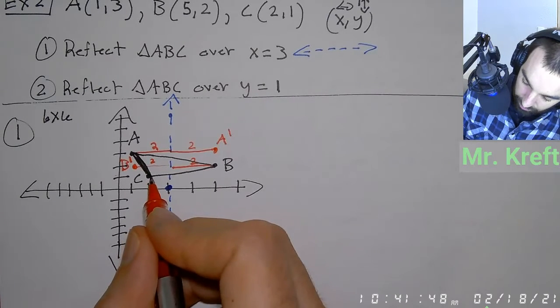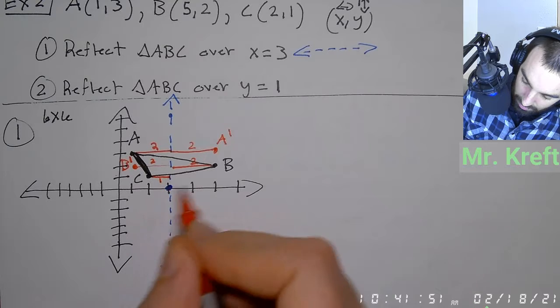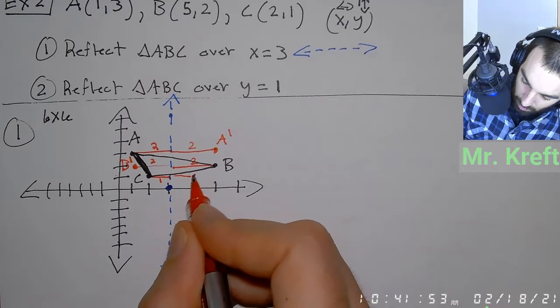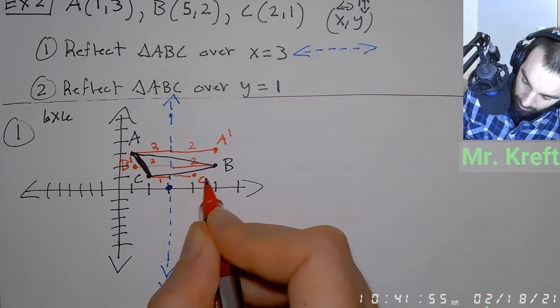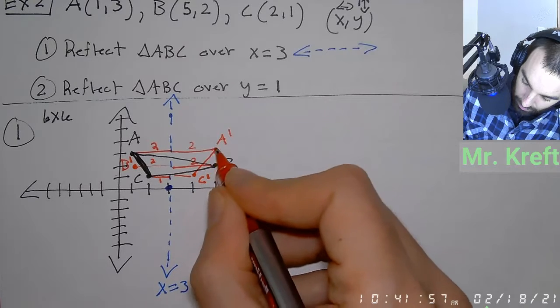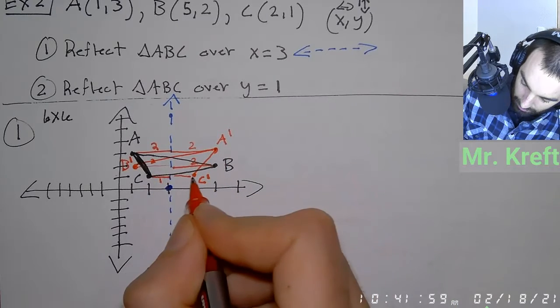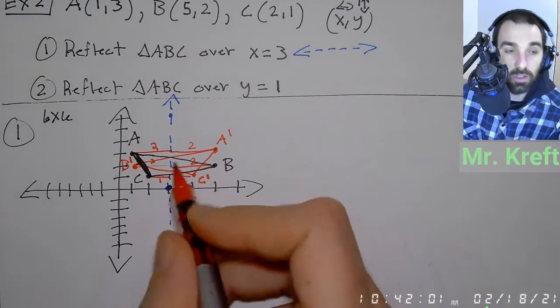If I look at C here, C has a distance of 1. So on the other side, I'm going to go a distance of 1. So I have C prime. And then if I connect those, you can see my triangle.